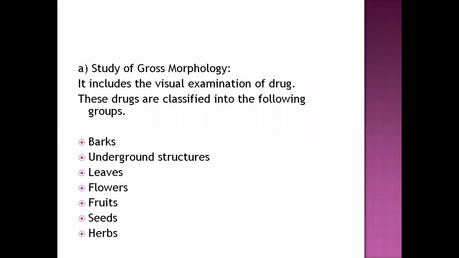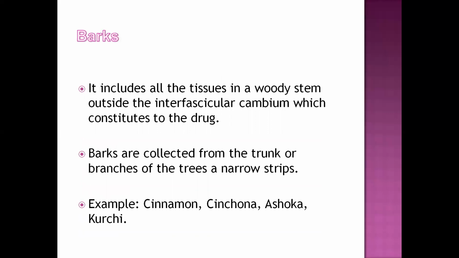So first one in this method is the study of gross morphology. Gross morphology contains the visual examination of the drugs, and these drugs are classified into the following groups according to the morphological parts. A plant has various parts, like first one is the bark, then underground structures, then leaves, flowers, fruits, seeds and herbs. So first we are starting with the barks.